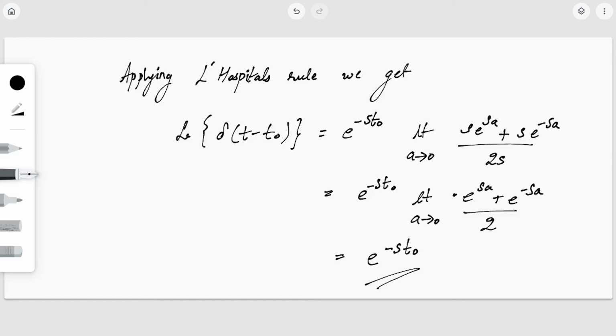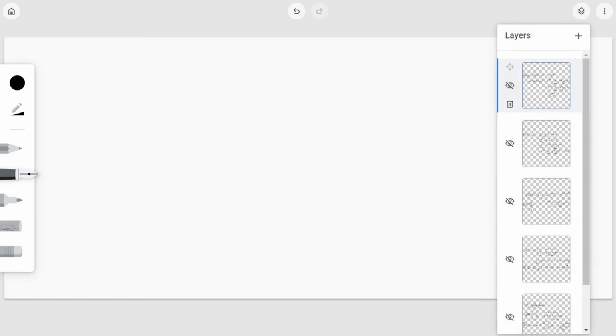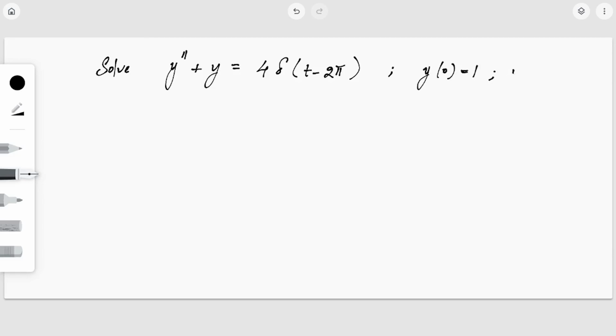Okay, so next we shall do one example which depicts the same, and we shall solve an initial value problem. Solve y double dash plus y is equal to 4 into the Dirac delta function t minus 2 pi, subject to the condition y of 0 is equal to 1 and y dash of 0 is 0.